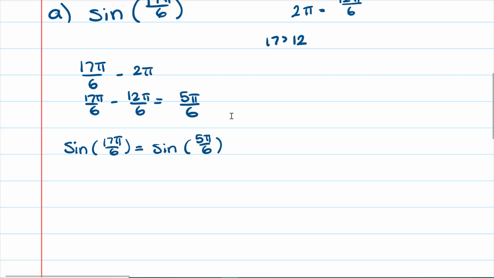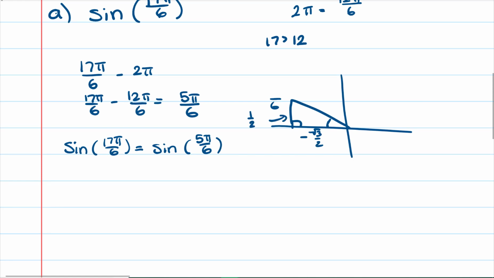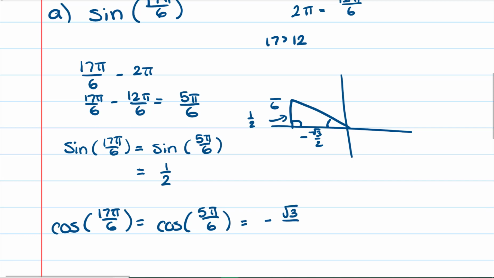And 5 pi over 6 we know is in quadrant 2. So I'm just going to make a quick sketch right here. I'm going to draw a triangle in quadrant 2. I know that it's the something over 6. So this is going to be root 3 over 2, and this is 1/2. The root 3 over 2 is negative because we're in quadrant 2. I want to find sine, which is my y value. So sine of 5 pi over 6 is 1/2. And I want to do the same thing for cosine. So cosine of 17 pi over 6 is equal to cosine of 5 pi over 6. So cosine is negative root 3 over 2.